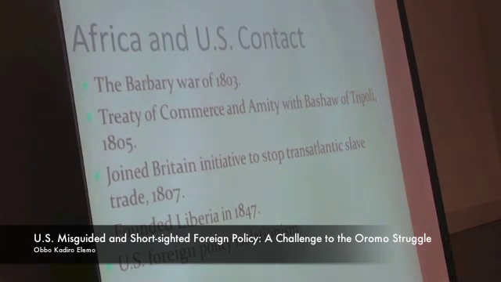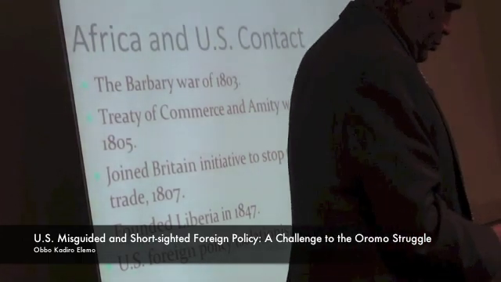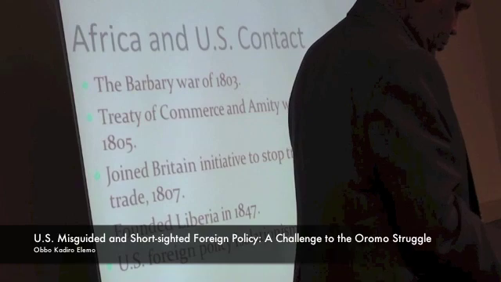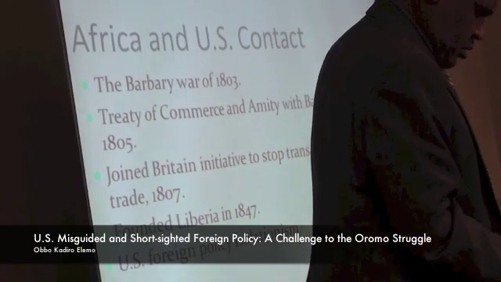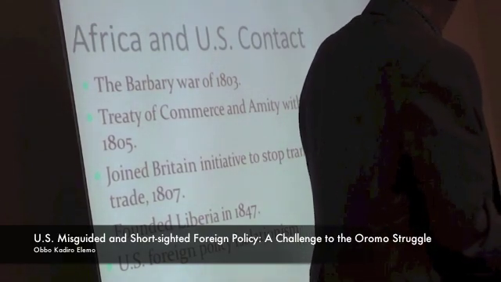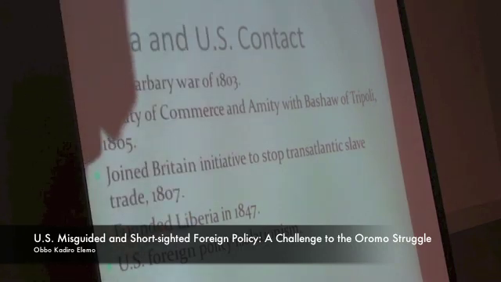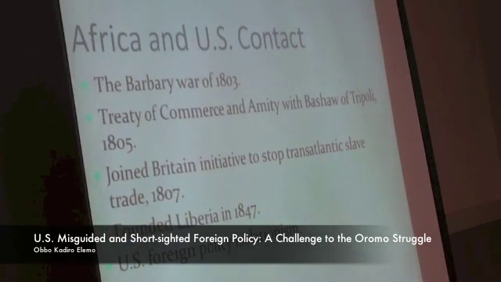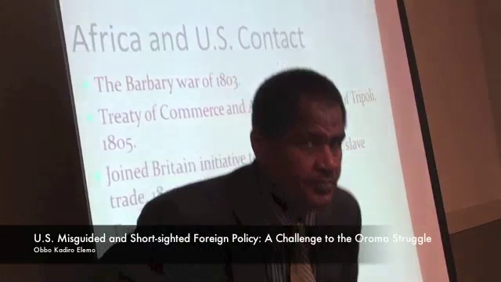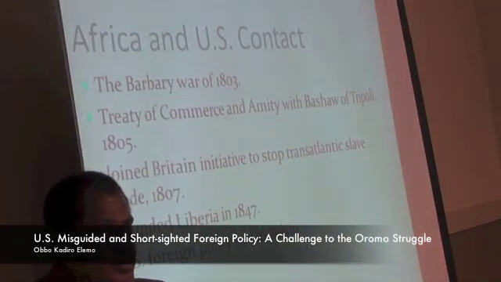So the United States joined the fight against the transatlantic slave trade with Great Britain in 1807. And then in 1847, the United States established a country called Liberia for liberated slaves. And United States foreign policy since then was very much dominated by a tendency of isolationism, so there was not much contact with Africa.